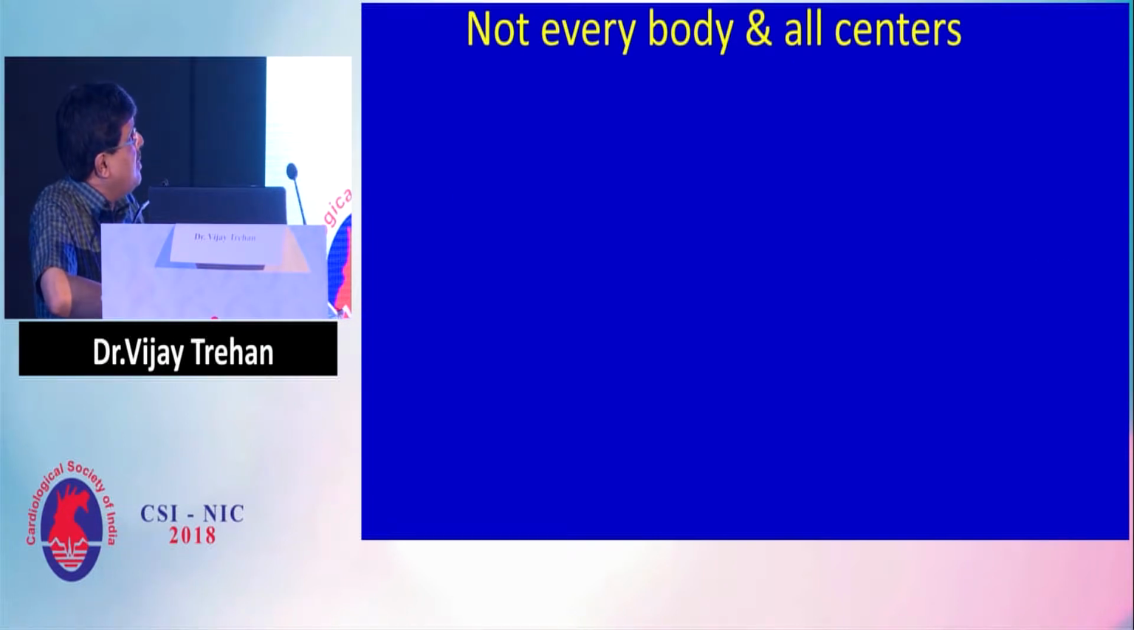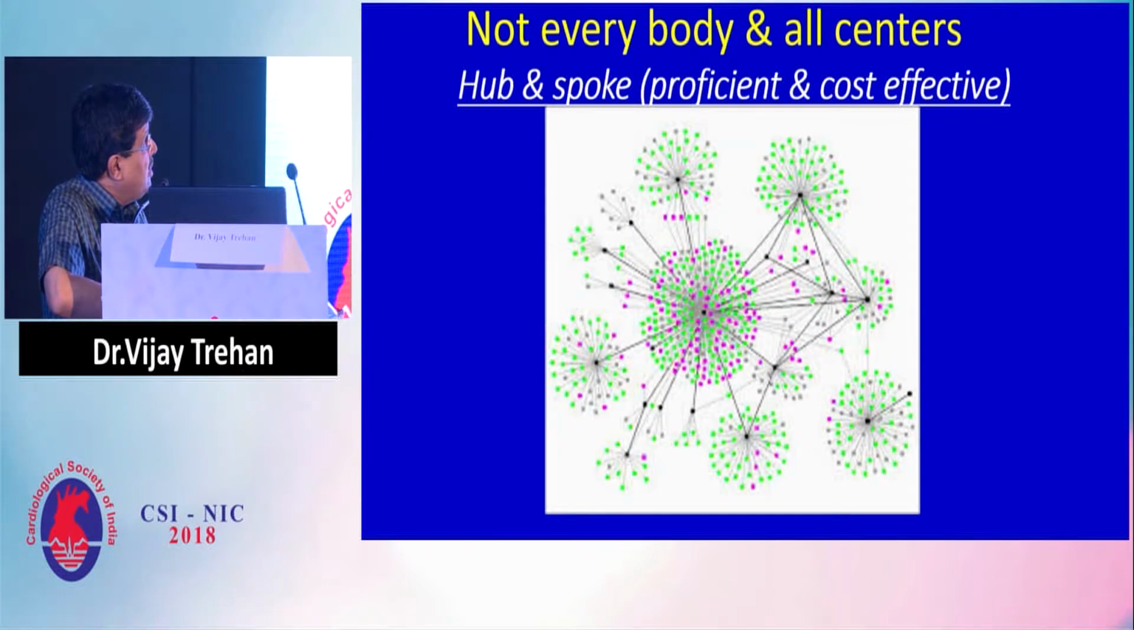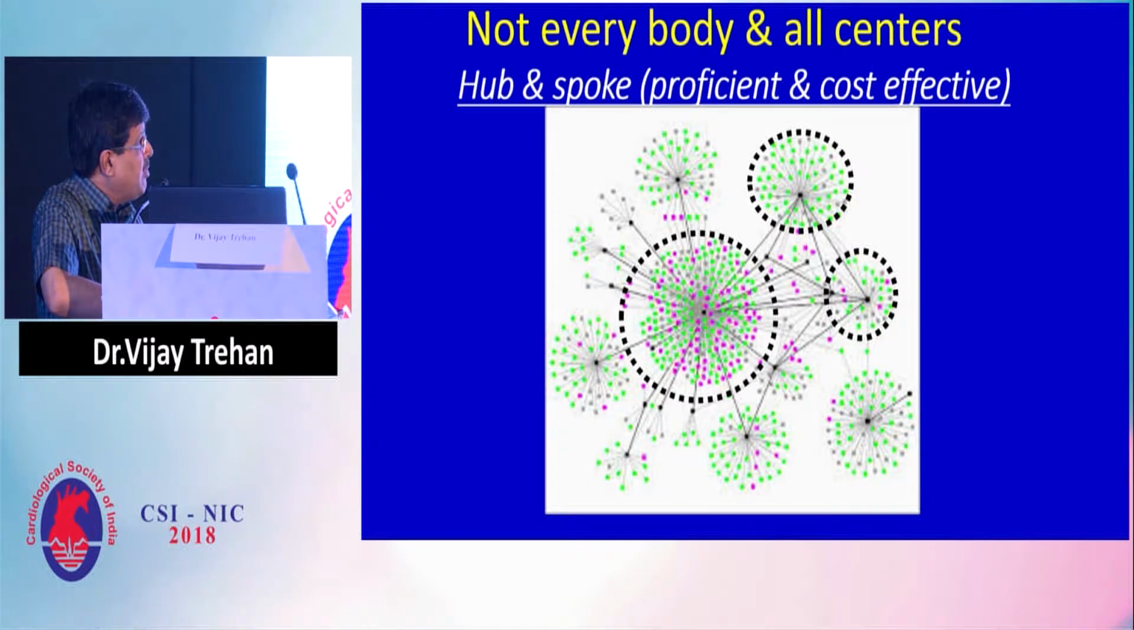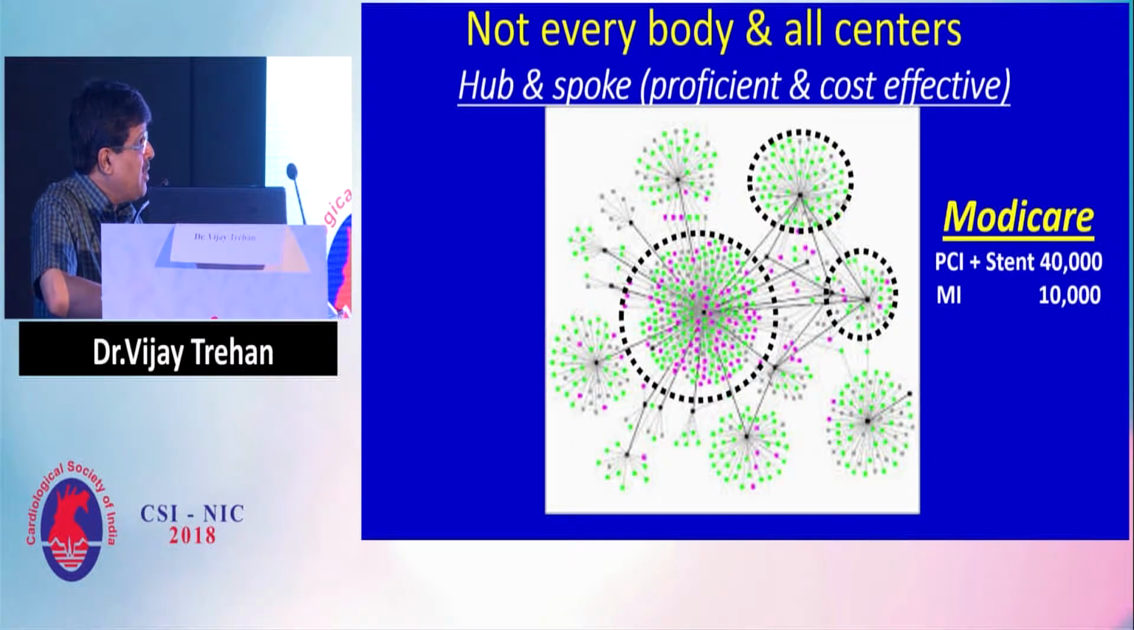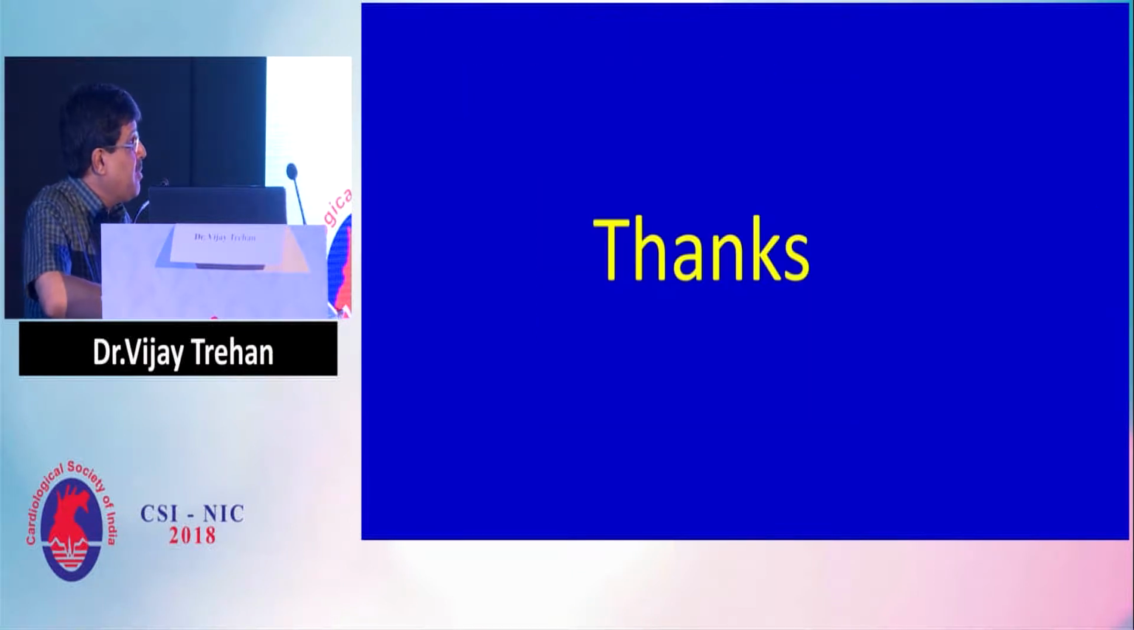But let me tell you, this is a very serious business. It is not for anyone and everyone. And for it to be really successful, I think you need a hub and spoke model to be really proficient and cost effective, so that smaller centers are linking with the intermediate center, and then big centers. There are different strategies, but with Modi Care coming, with PCI at 40,000 and MI management at 10,000, I think good luck to all these management people. Thank you very much.